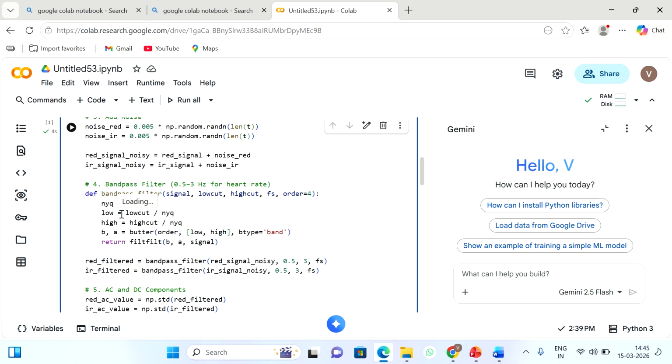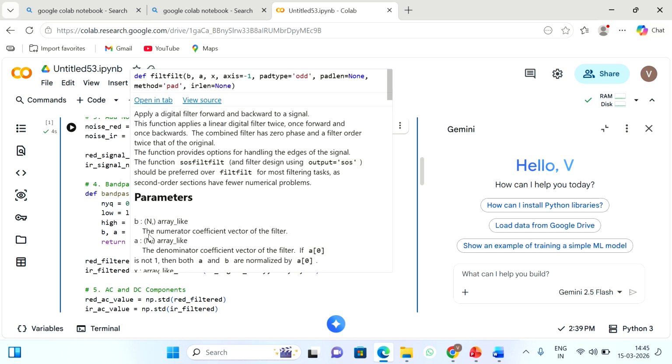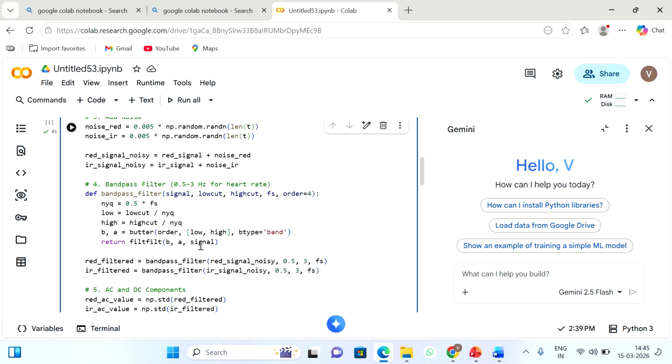So here 0.5 Fs, Nyquist frequency, is equal to Fs by 2. It is equal to 50 hertz. So here Fs by 2 is equal to 50 hertz. Low is equal to lowcut by Nyquist. Why are we doing division by Nyquist? It normalizes the cutoff frequencies. So b, a is equal to butter(order, [low, high], btype equal to band).